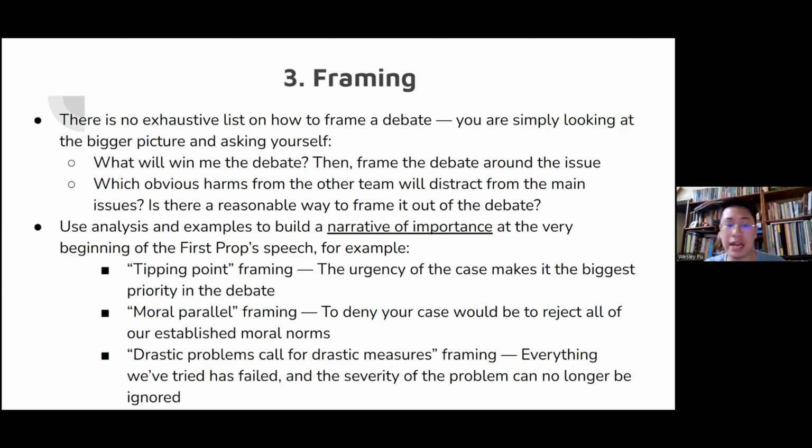You can also use analysis and examples to build a narrative of importance at the very first beginning of prop speech. Here's how you can do this. These are nice buzzwords. Buzzwords are words that sound good. Tipping point framing. The urgency of your case makes it the biggest priority in the debate. Like, this exact thing that we're doing is the tipping point or the reason why the impact happens. Or this process is a tipping point as to why we should do this. That's a tipping point framing, as to show you why this was important, because without this outcome won't happen.